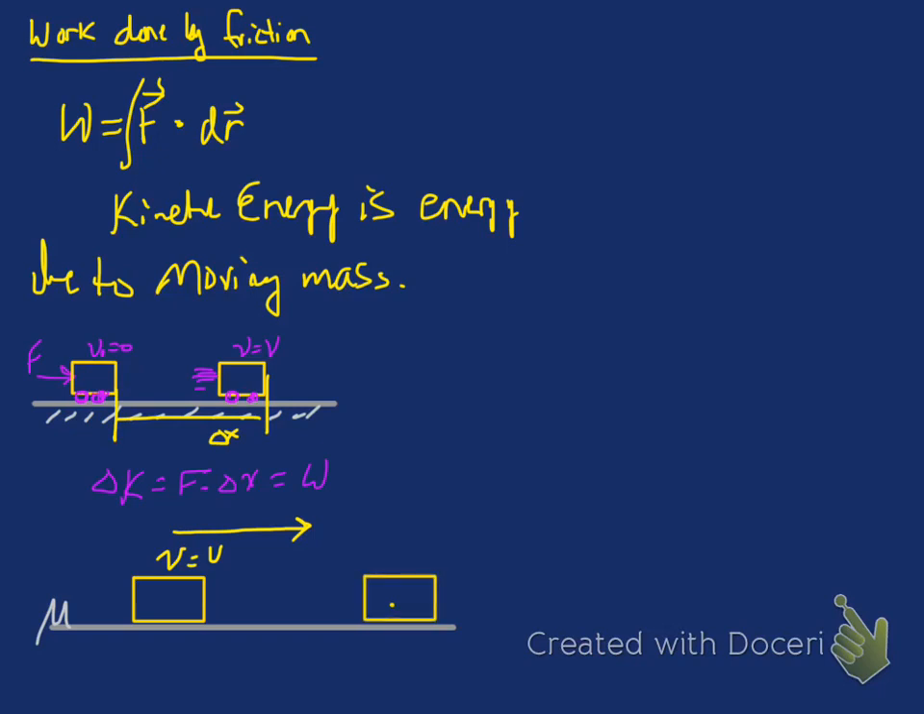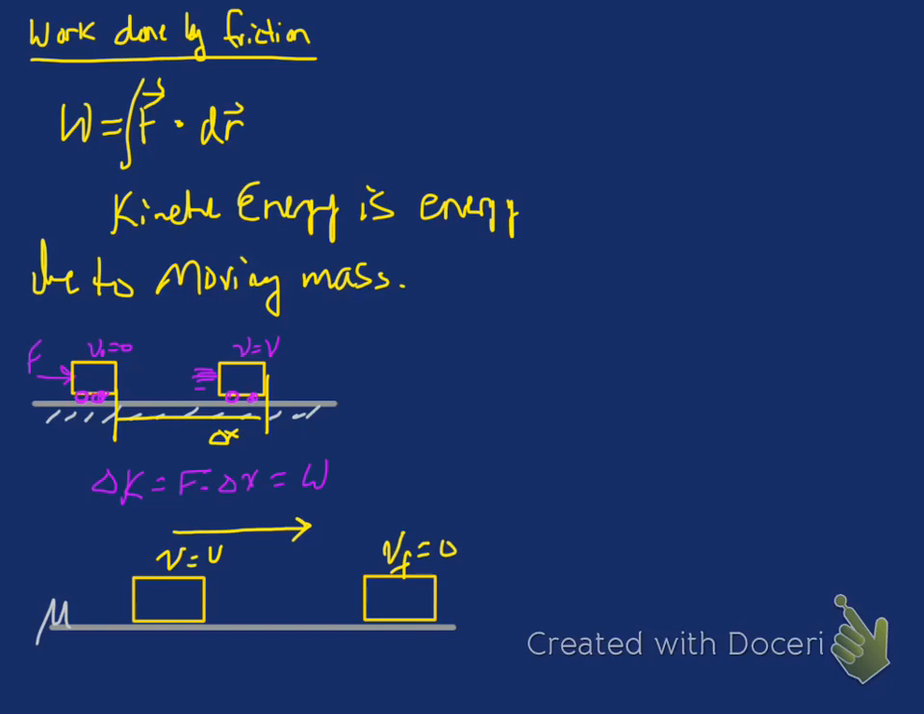And we let it slide to a stop so that our v final equals 0. Well, what happened here? Where did the energy go? Well, let's draw a force body diagram on this bad boy.